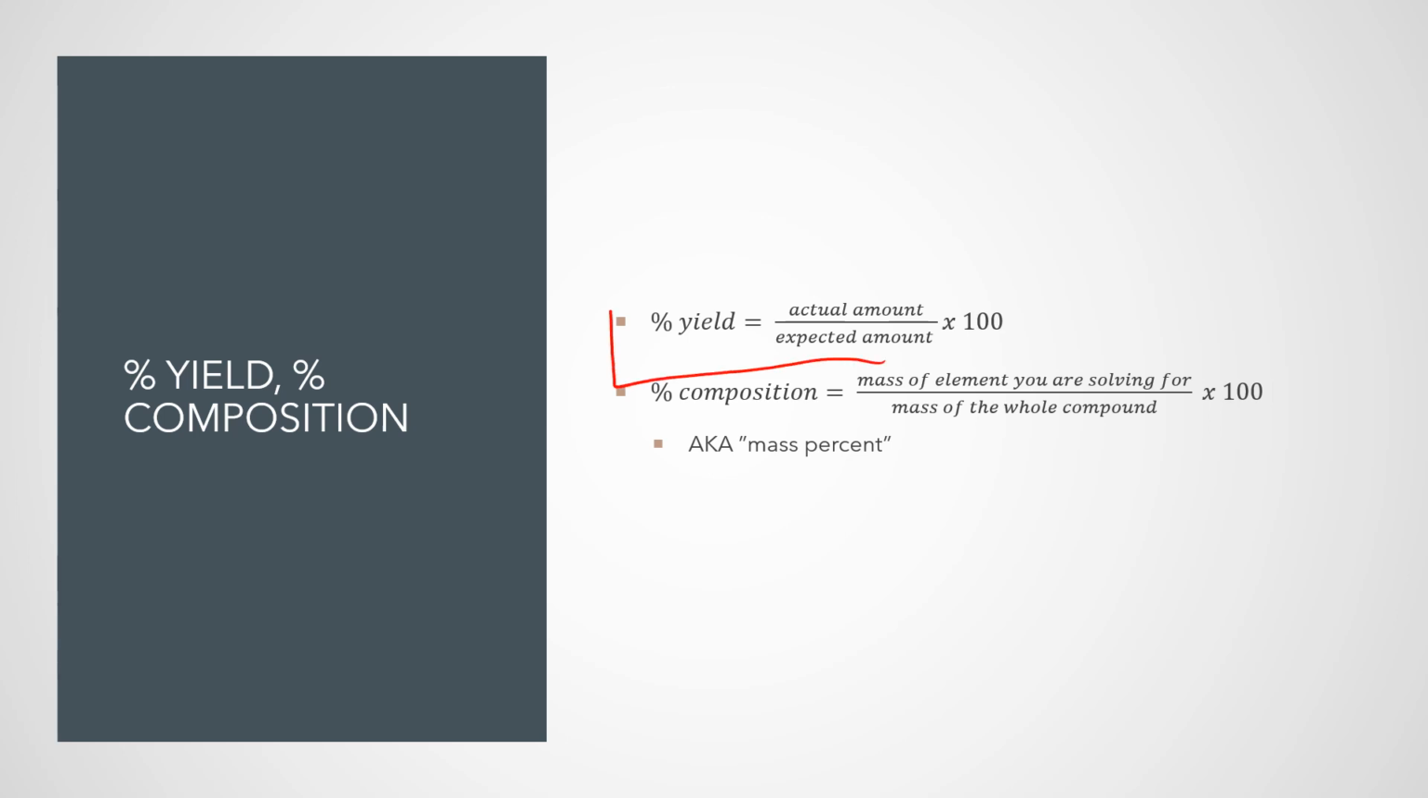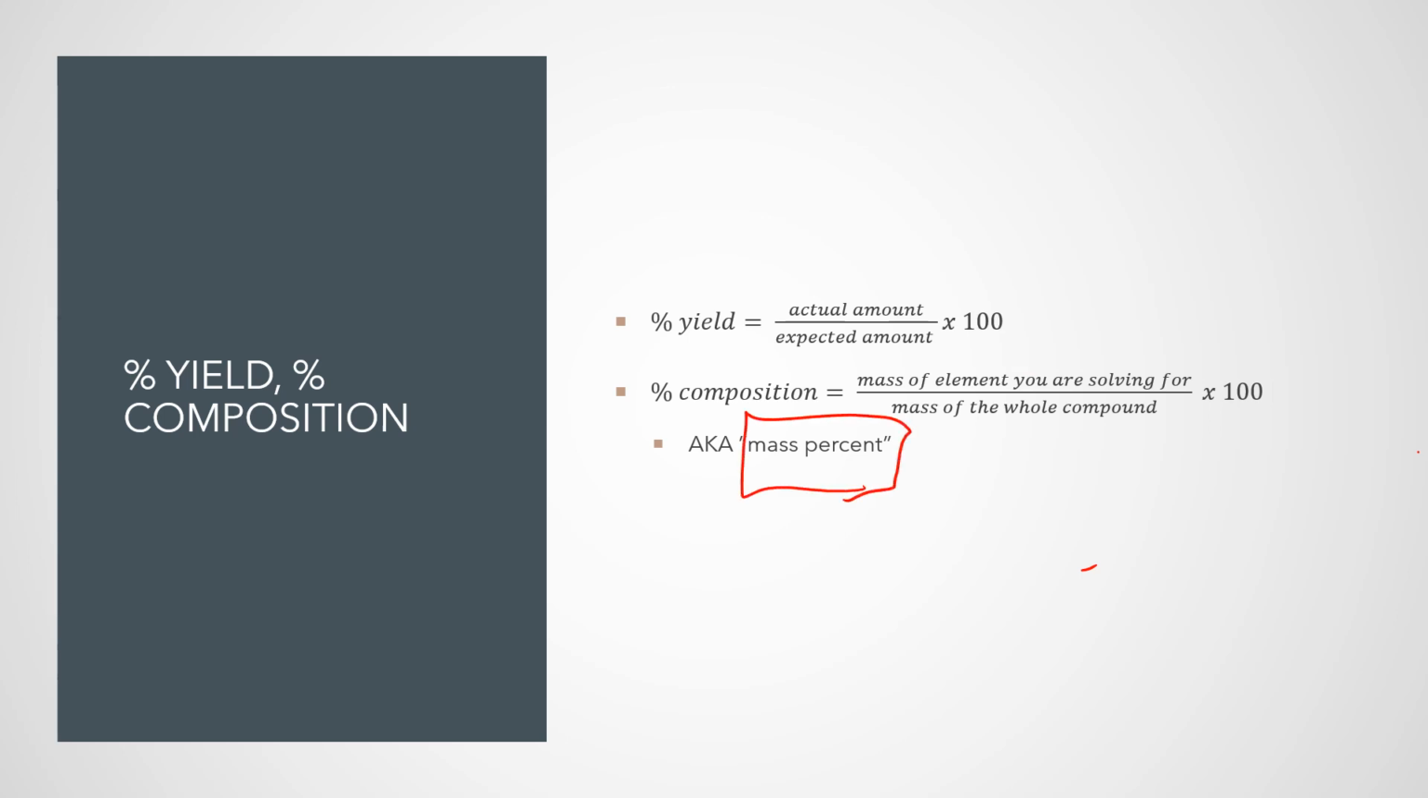Next, we're looking at percent yield and percent composition. Percent yield is your actual amount that you measured experimentally divided by the expected amount, the amount you would determine from the equations we just used. You can also determine the percent composition of a substance. For instance, say you have something with carbon, hydrogens, and oxygens. If you wanted to know what percentage is carbon, you take the mass of just carbon divided by the total mass of the whole substance. That gives you the percent mass, also known as mass percent.